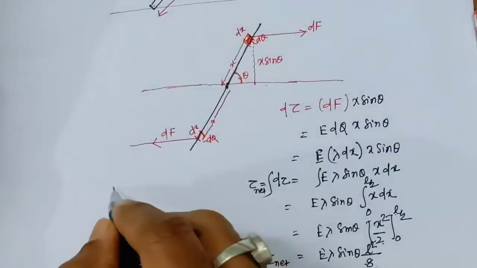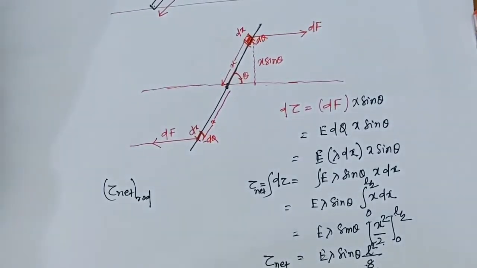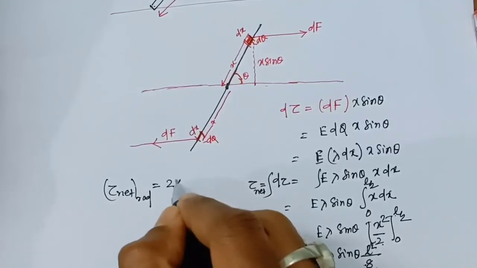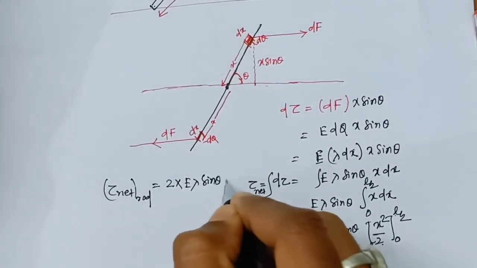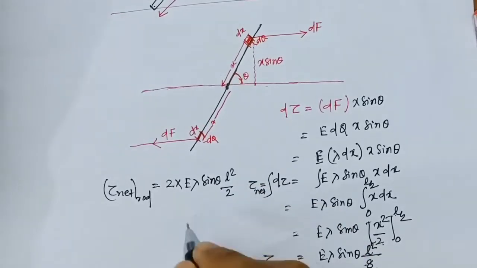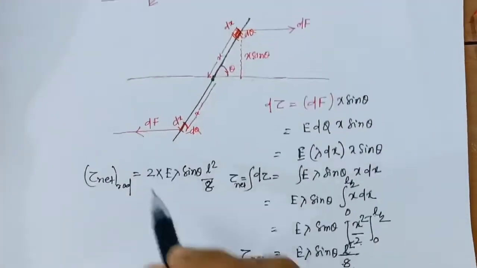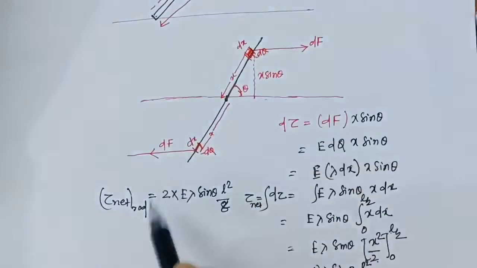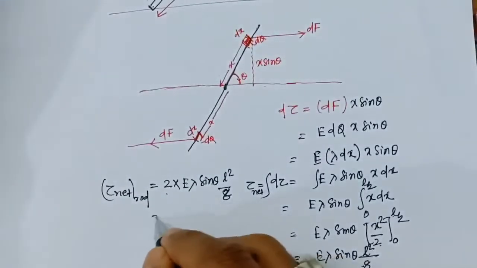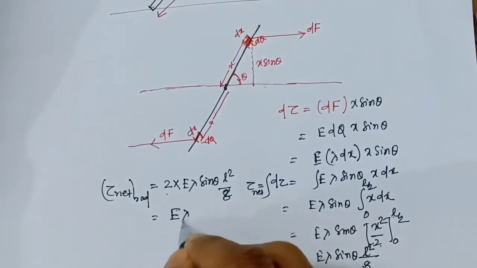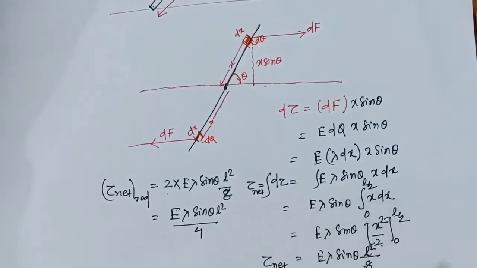So I will get the net torque for the complete rod. It is nothing but 2 into E lambda sine theta L square upon 8, because this is for one half of the rod. If I think about the complete rod, I must multiply by 2, because this section has to be included also. The expression comes out as E lambda sine theta L square upon 4.